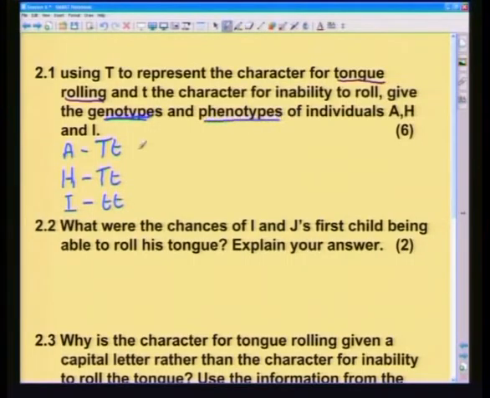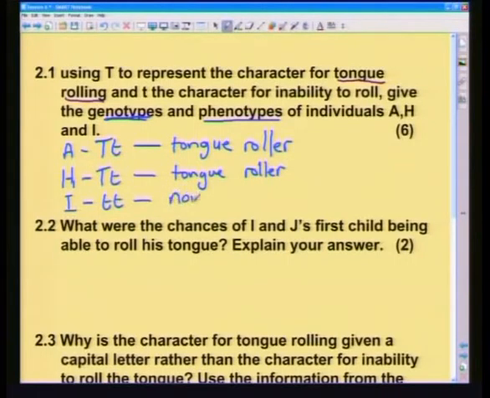Let's look at the phenotype. What are we going to be able to see physically? Well, clearly there's a dominant gene, so this would be a tongue roller. And this one here would be a tongue roller. And this one here would be a non-tongue roller. And what they're doing here, your mark allocation is 1, 2, 3, 4, 5, 6, and there you go.